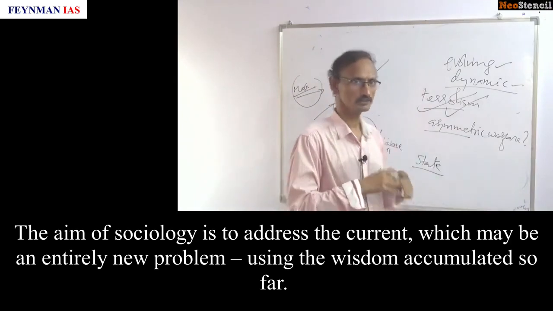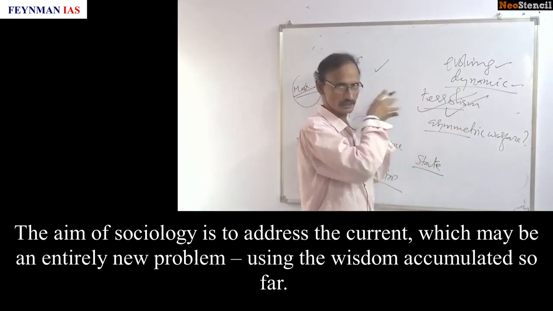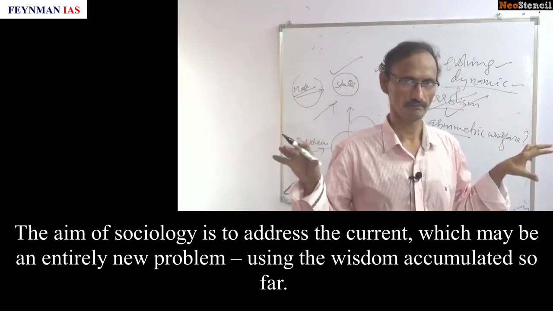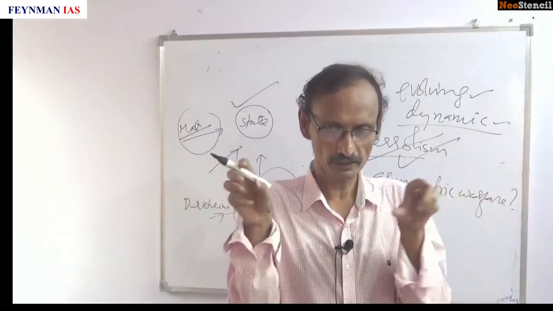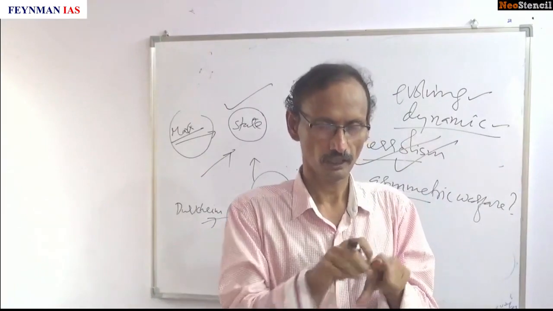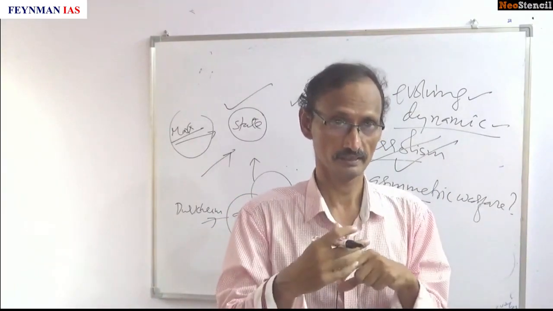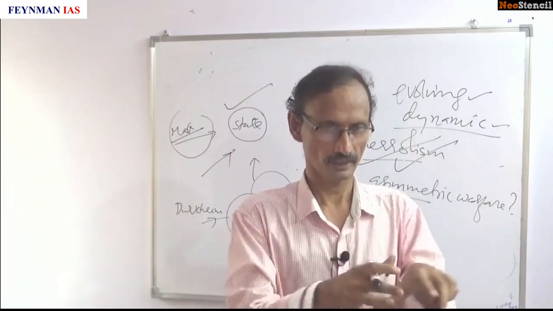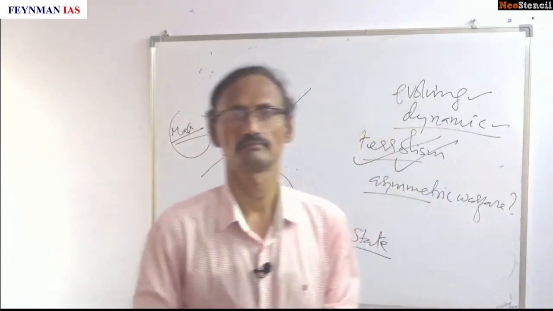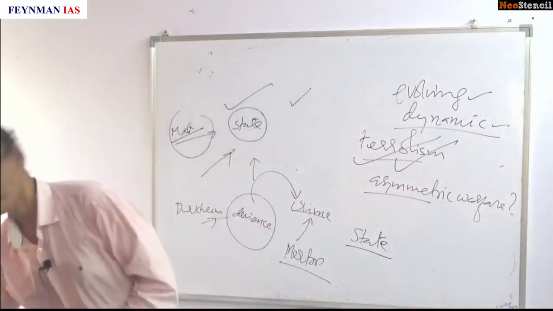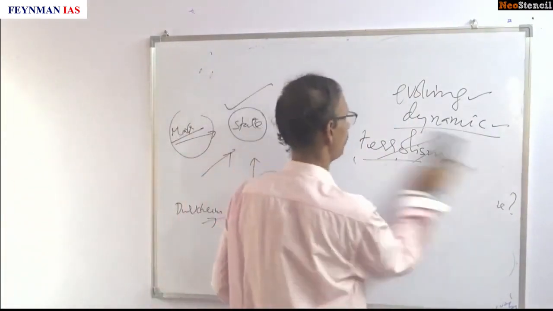Through the process of abstraction, selection, removing the inessential, finally bringing out the central thing and modifying it to the current perspective, current context, and finally saying, look at it like this. This is what sociology is. One more example.